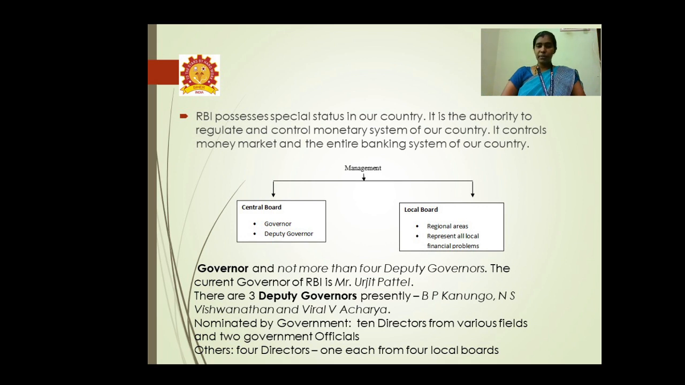Nominated by the government, there are 10 directors from various fields and 2 government officials. So the 10 directors are appointed from all the important fields, and 2 important government officials will be there for the program. And there are 4 other directors, 1 each from our local boards. So 4 regions: east, west, south, north. So basically, they appoint 4 directors, one from each local board.